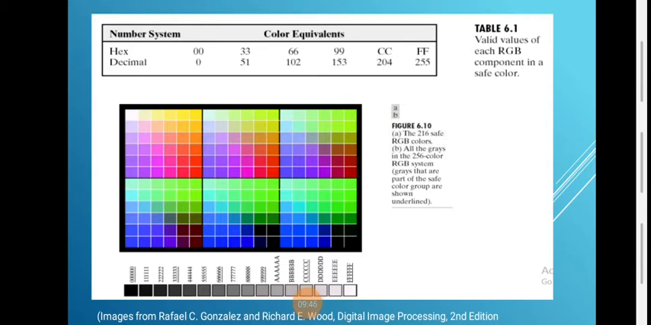I said earlier that we can reproduce 216 colors out of 256 colors, so this is where the value 216 comes from. 6 power 3 is 216, so the faithful combinations of colors will be 216. This is the hexadecimal equivalent of those numbers 0, 51, 102, 153.